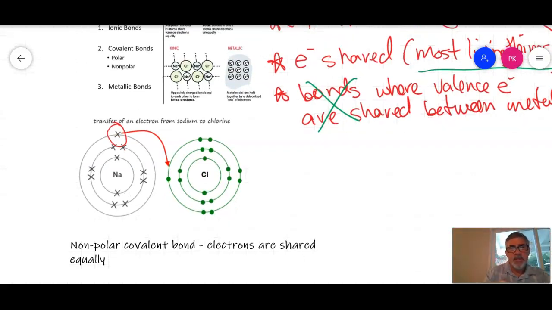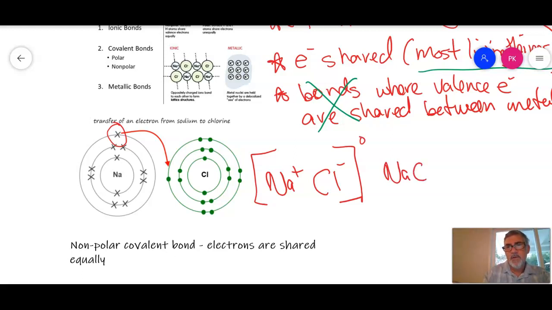So sodium can become stable if it just loses that 1, because then its next energy shell here is full, and chlorine just needs 1 to be full, right? So when sodium transfers, remember, it'll be sodium positive, and chlorine, when it gains 1, will be negative, forming sodium chloride, which is neutral, right? Because this positive will cancel out the negative, right? And this is called electrostatic attraction.